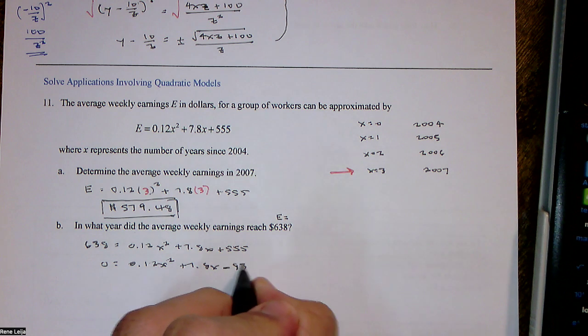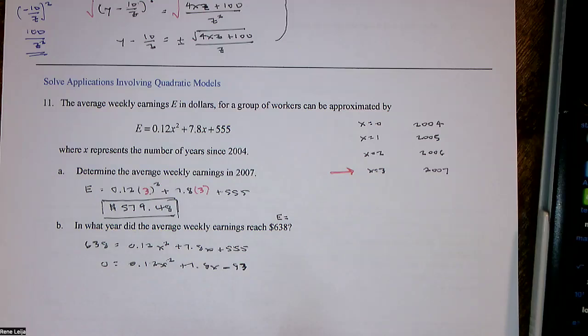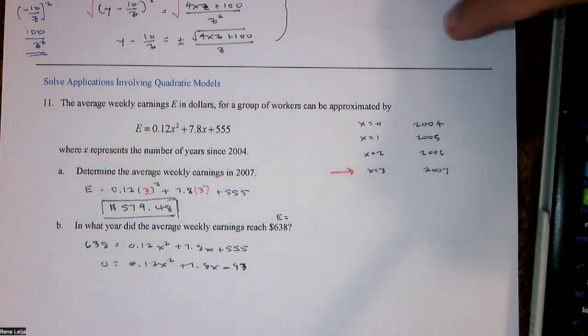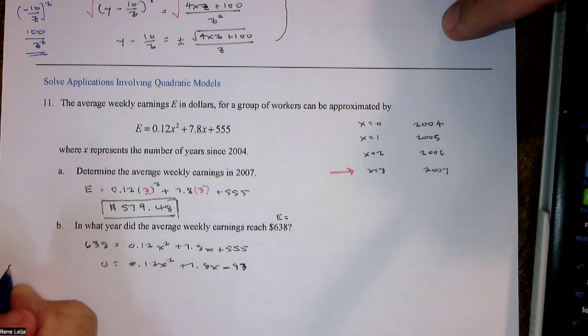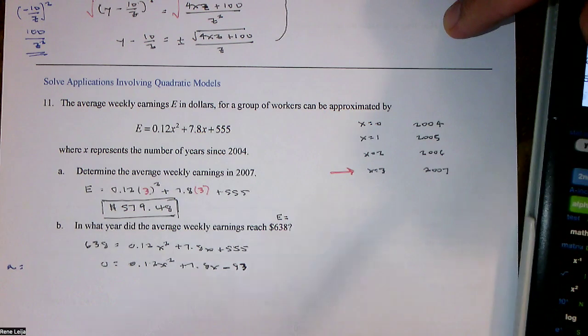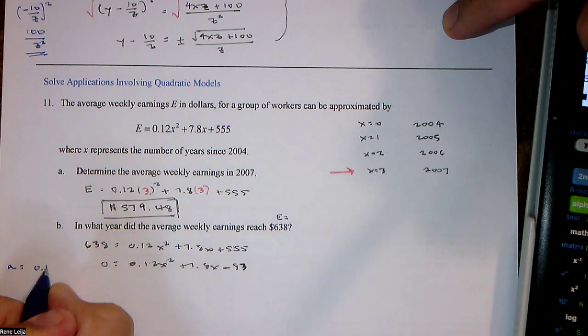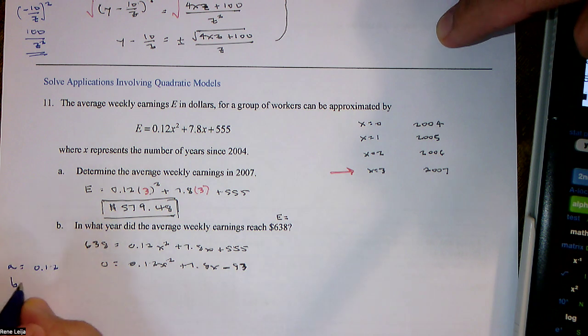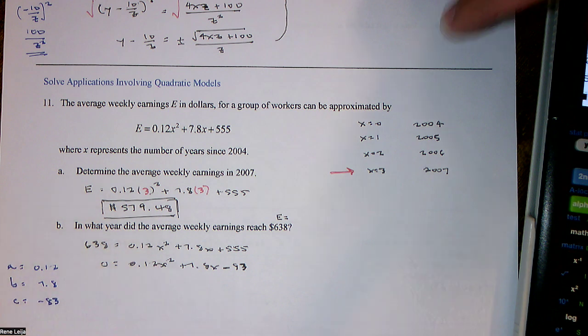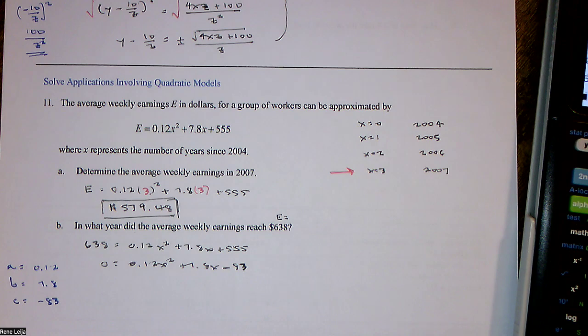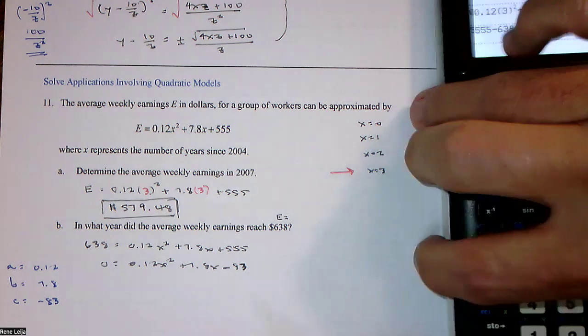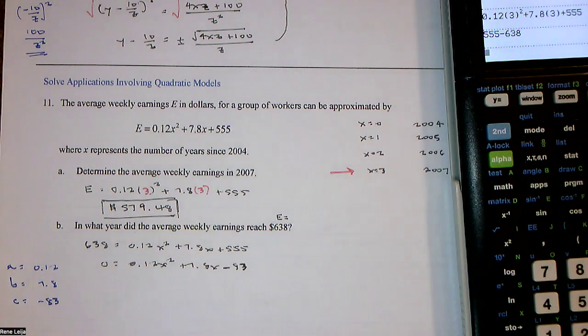And there's no way that I'm going to try to factor this. And there's no way I'm going to complete the square on this. So I'm going to use the quadratic formula. I'm going to identify A, B, and C. A is going to be 0.12. B is going to be 7.8. And C is negative 83. All right, so here we go.